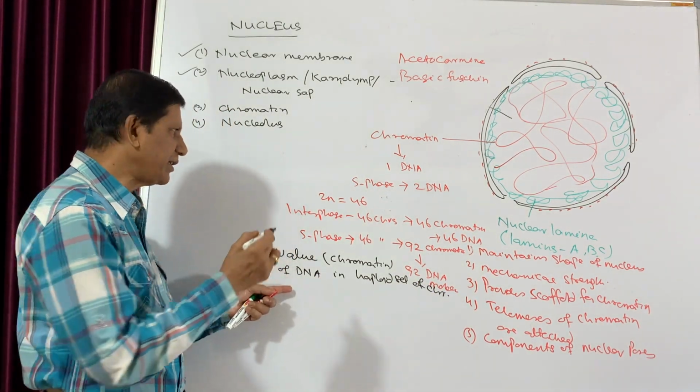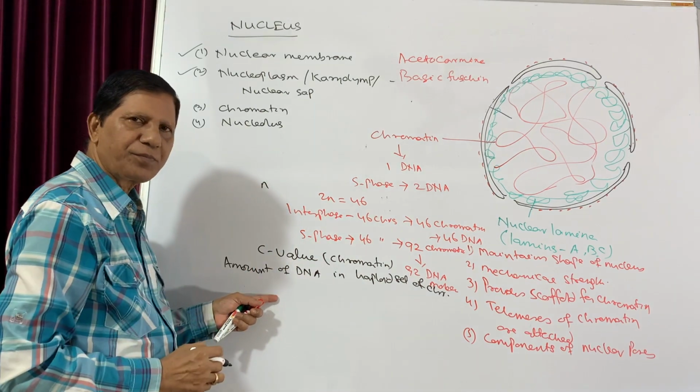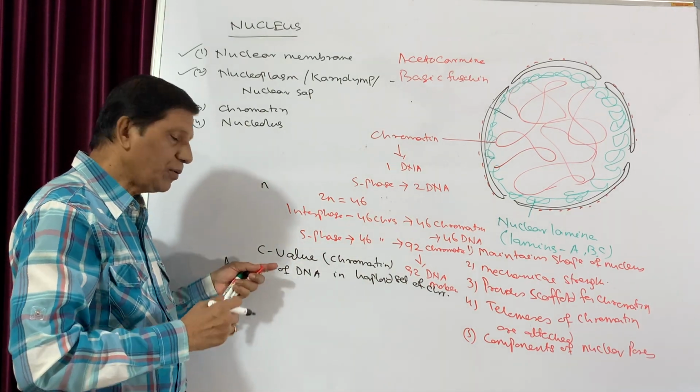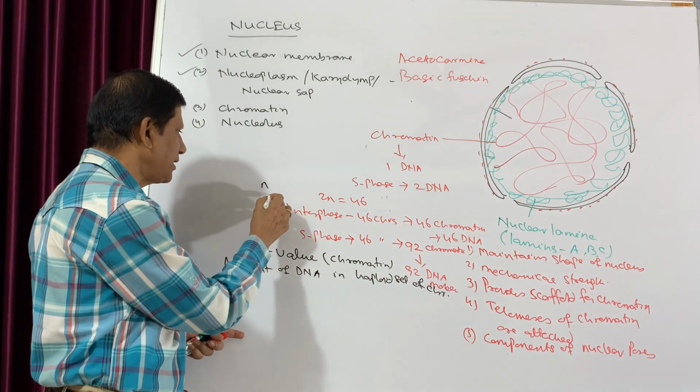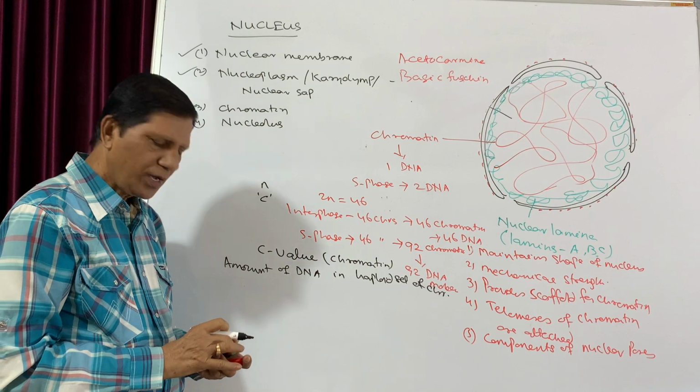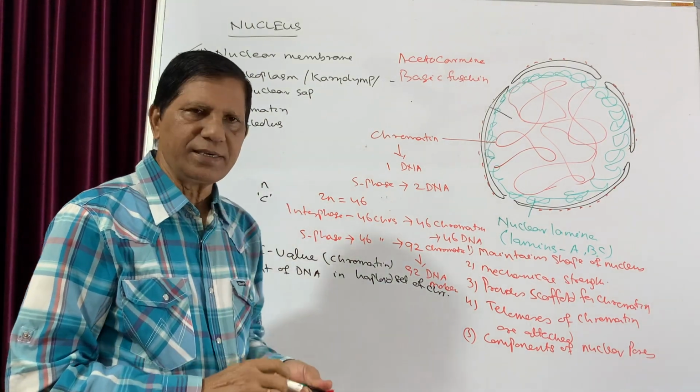In a haploid set, the number of chromosomes is n. This is the number, but what is the weight? That weight is known as C value. This is the difference. Now let us give one example.